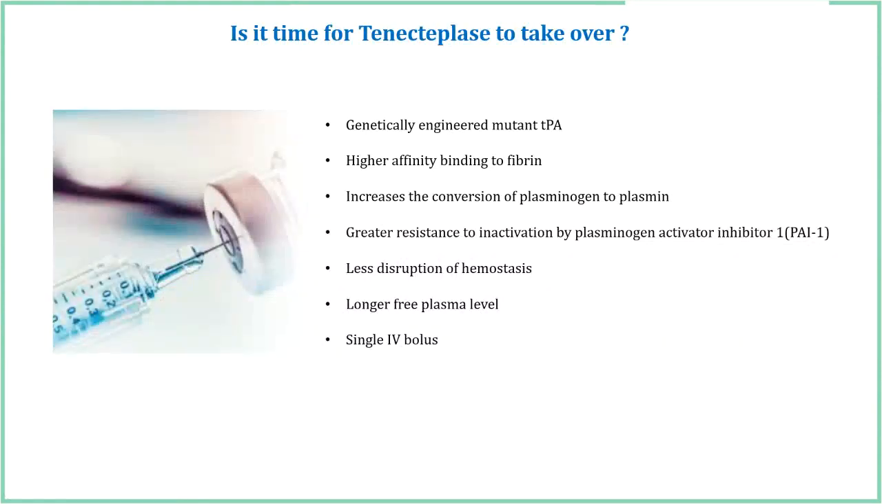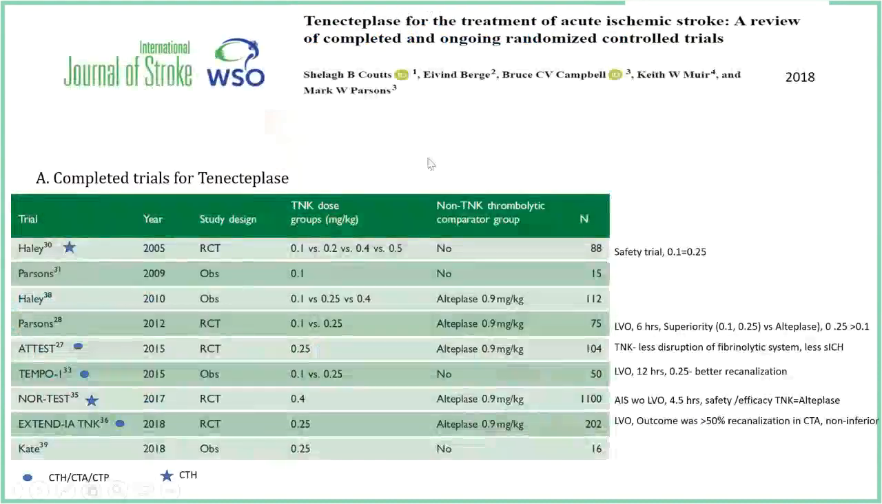We'll be studying the ongoing trials of Tenecteplase in acute stroke treatment. This is the review of the completed trials so far on Tenecteplase. As you can see in this table, in 2005, Haley first did a study on the safety profile of Tenecteplase dosing. It shows 0.1, 0.2, 0.4, and 0.5 milligram per kg of Tenecteplase dosing.